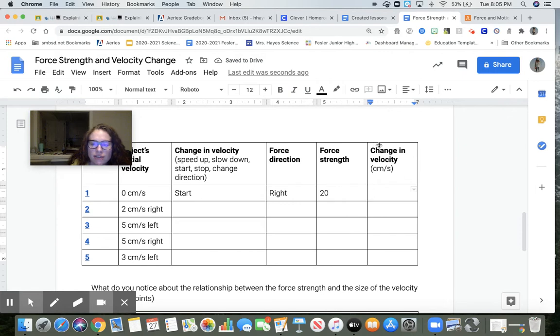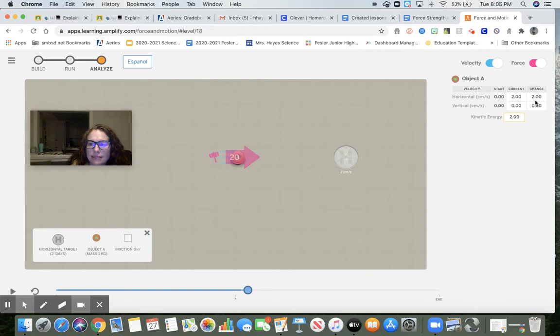A change in velocity. That is this last column in the data table. Now be careful. On this one, the current and the change is the same. So make sure in the future. So this is always what we're trying to get to in the mission. So that's what it says on the build. And then what I need to record in the data table is the last column where it says change. In this case, it is also 2.